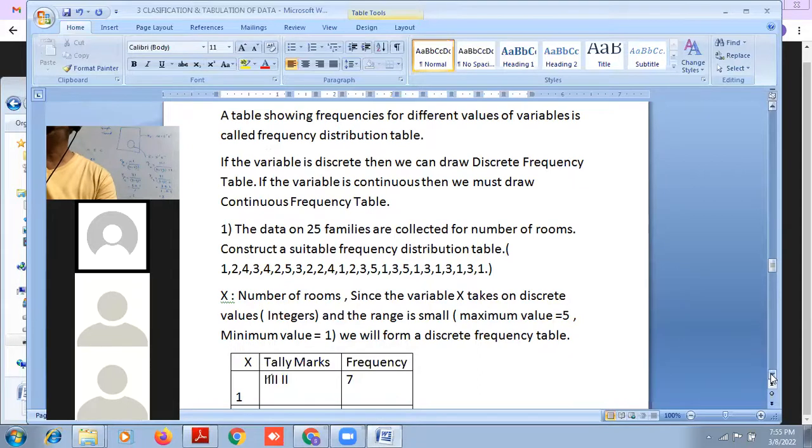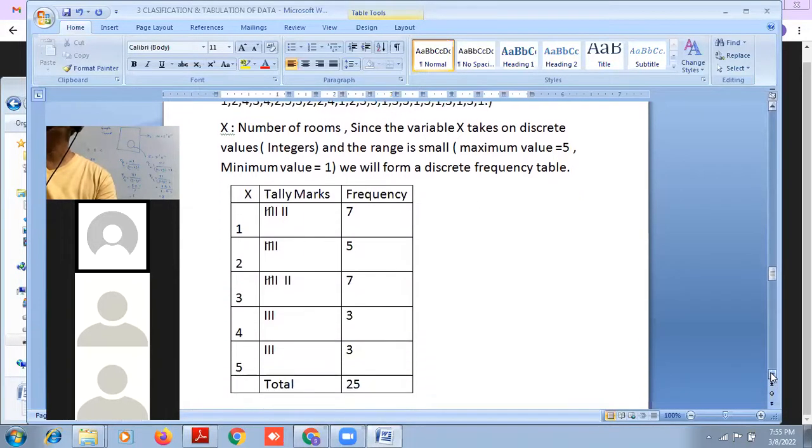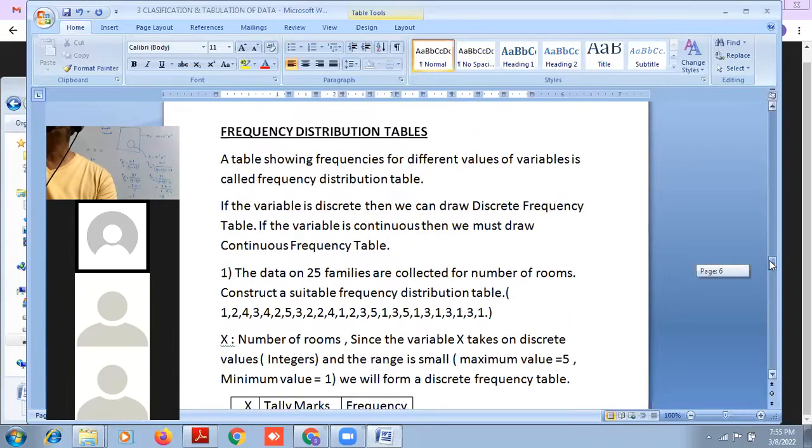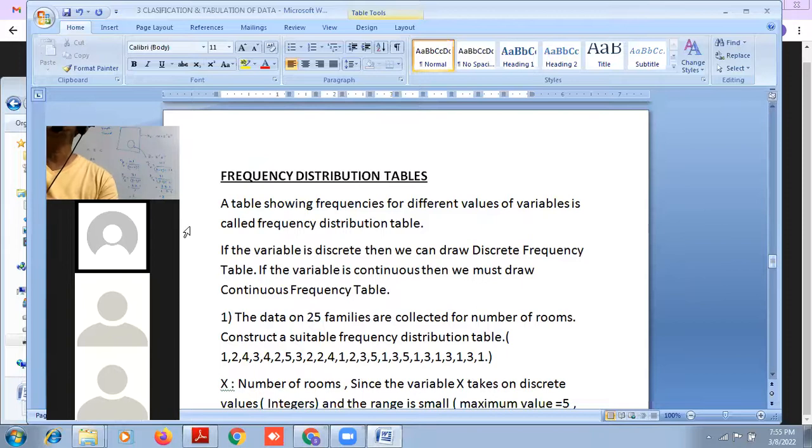So how will you form it? x can be 1, 2, 3, 4, 5. And then we have to go on putting tally marks. Now how to put tally marks? That I will show you on this screen.